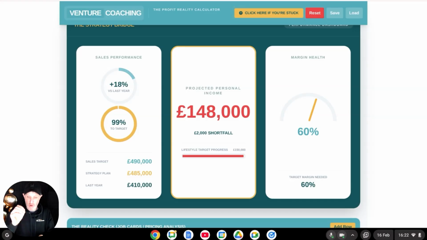If it helps you understand that you need to increase your prices or you need to cut your margins or you need to change your business model in any way, shape or form, then great, it's done its job. If you get stuck at any point in how this is supposed to operate, click here if you're stuck. There's a few little help screens there. Go play with it as often as you want to.